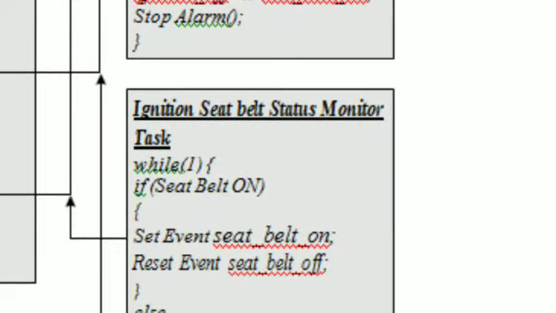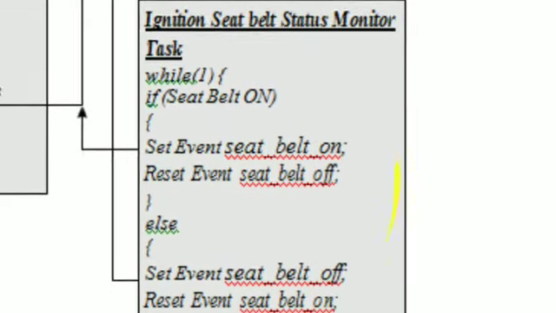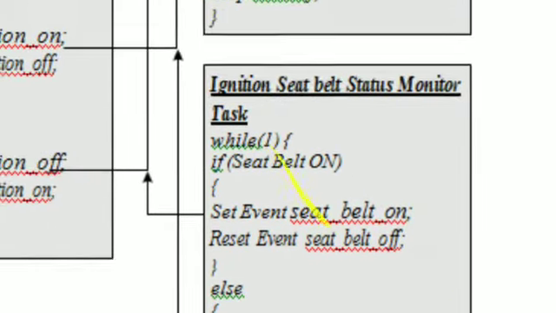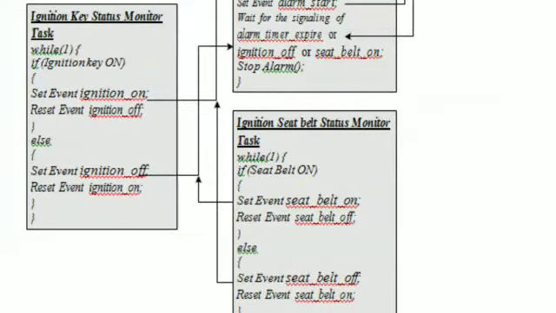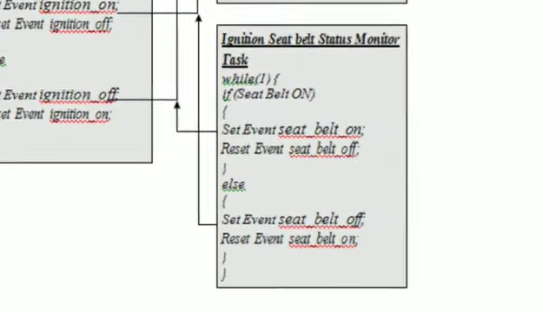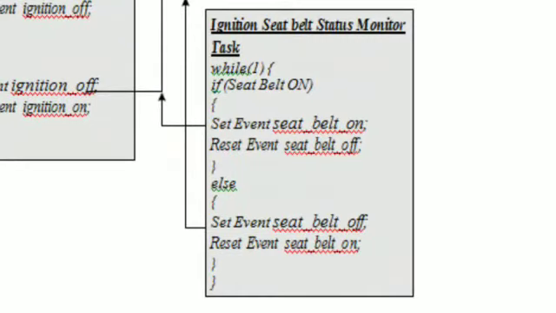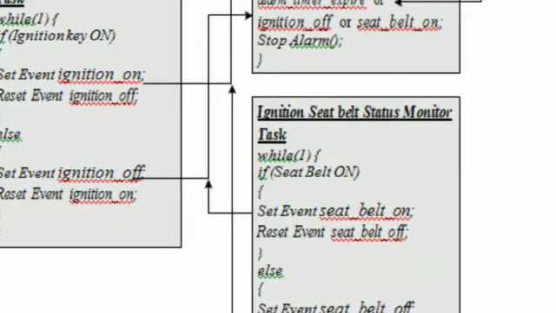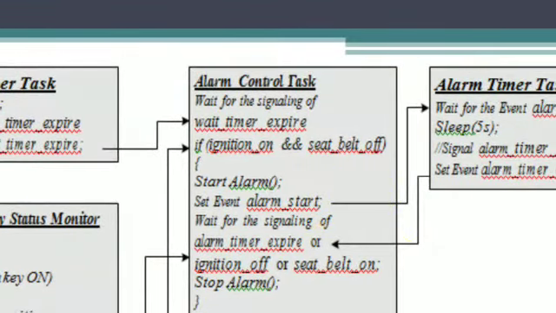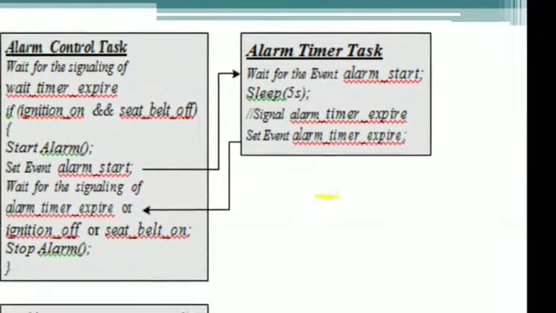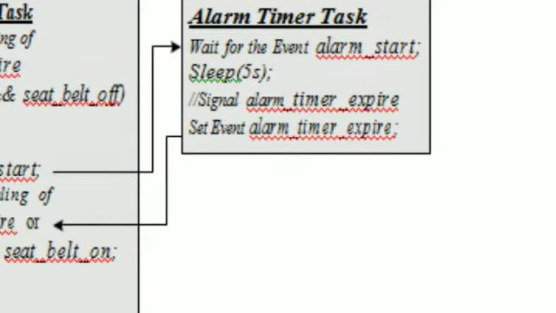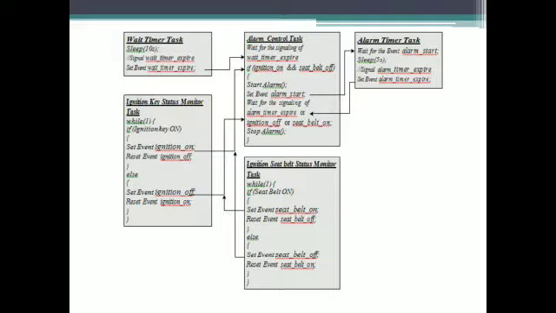Then the ignition seat belt status monitor task. It will also get inputs from multiple different tasks. You can see here, while seat belt is on, set event seat belt on, else it will be off. This information has to go to the alarm control. Now the alarm control will give input to the timer task, wait for the event alarm start. After 5 seconds it will switch off, then once again it will go on repeating. This is the whole process.